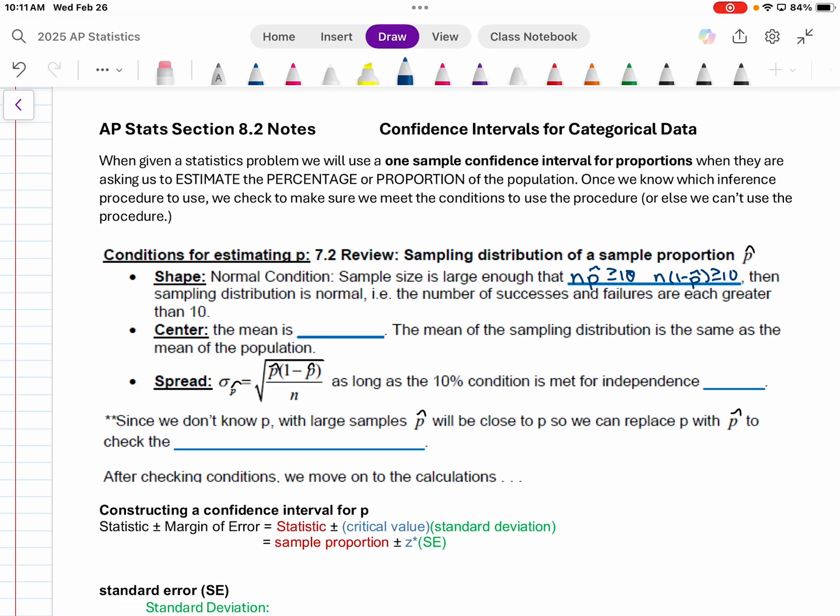As we're doing these, we may not know what p is, the population proportion. So we're using the sample proportion to help us figure out whether we meet the normal condition. Our center, our mean, is going to be mu p hat, which is just equal to whatever p hat is.